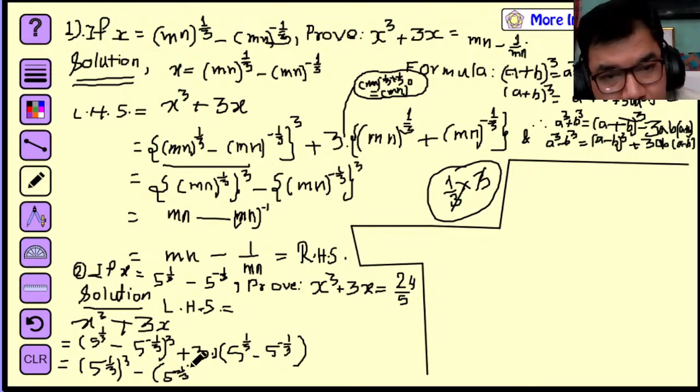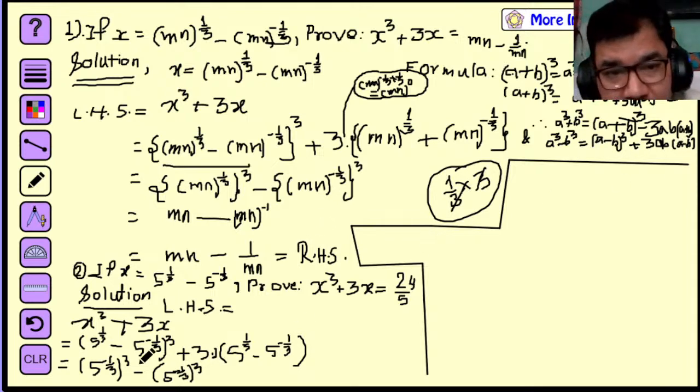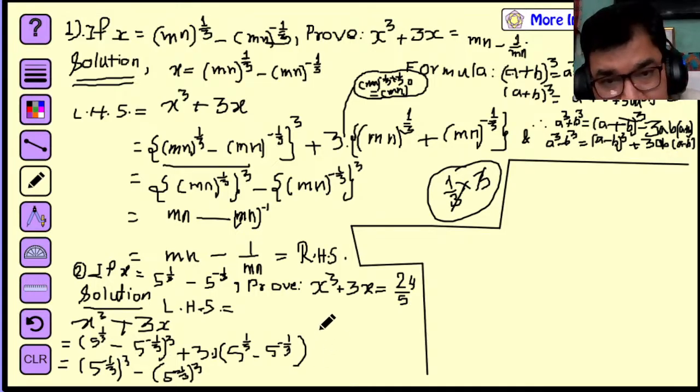Okay, and it's also whole cube, right? This formula, a cube minus b cube, is a minus b whole cube plus 3ab into a minus b, that's why a cube minus b cube. Then when you open this bracket, this 3 and this 3 cancel, and they remain just 5 only, and minus 5 to the power minus 1, because 3 cancel and they remain minus 1 power.